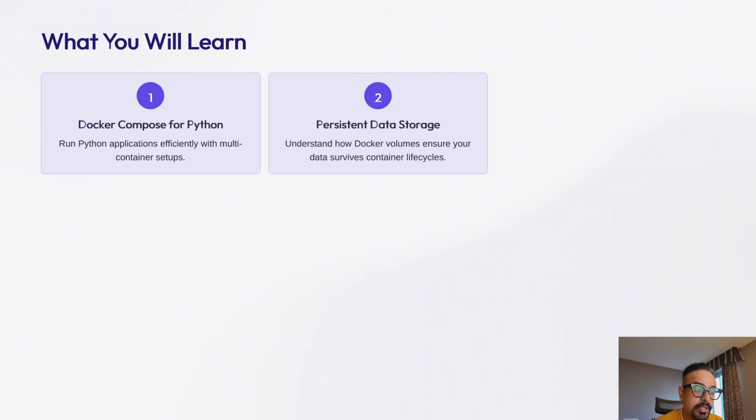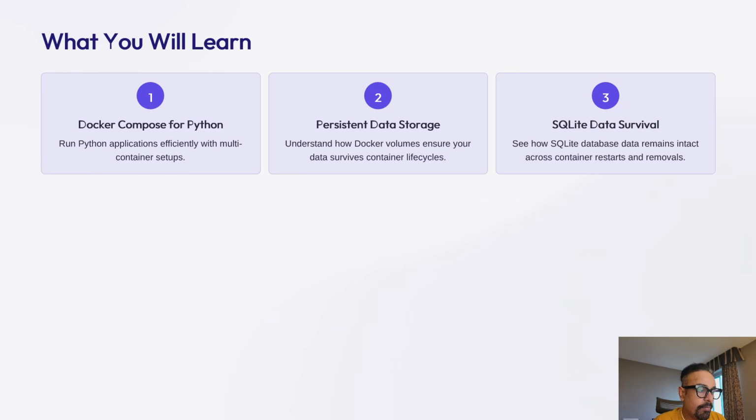Then persistent data storage. This is the critical concept where data in containers is temporary by default. As you know, if you delete the container, the data is also gone. It is ephemeral. So we will show you how volumes can keep the data safe.